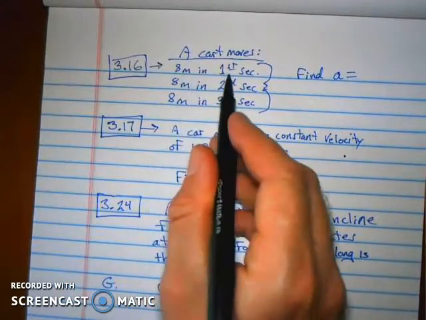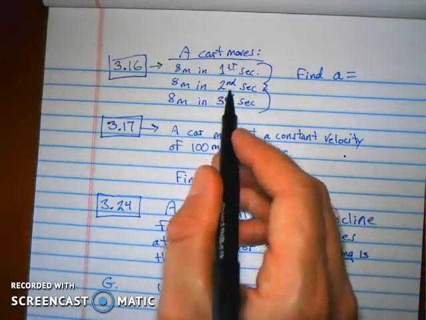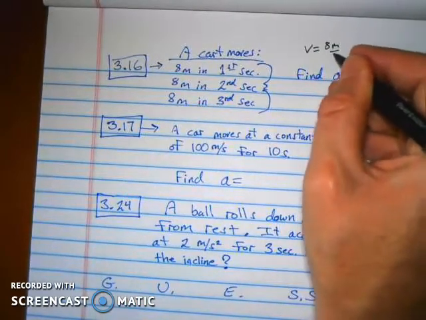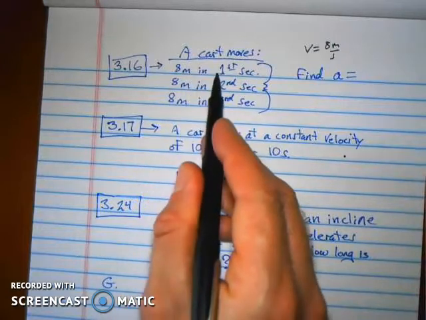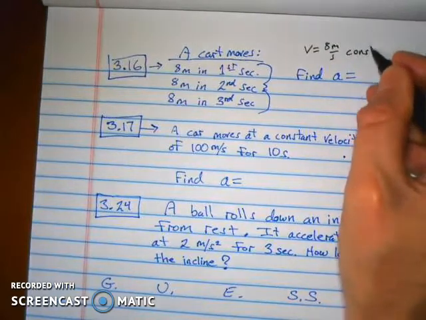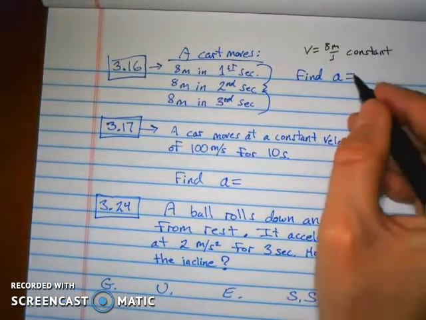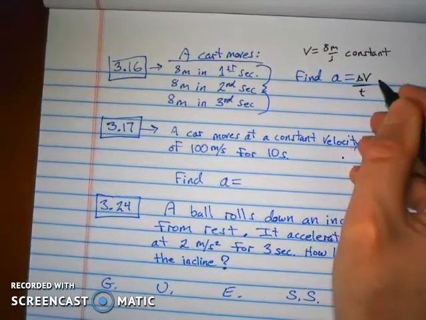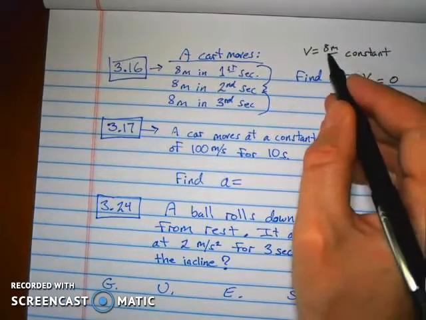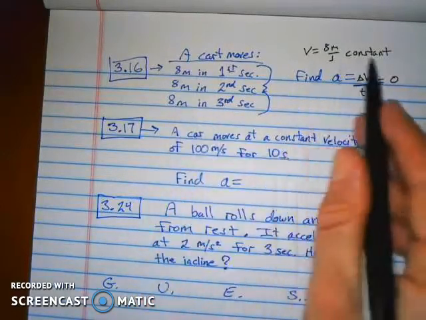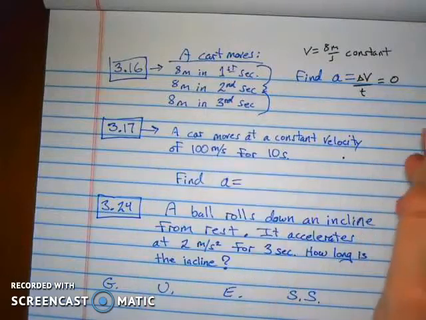Well, if it moves 8 meters in 1 second, then another 8 meters in the second second, it looks like the velocity is constant. The velocity is 8 meters per second every second. 8 meters per second, 8 meters per second, 8 meters per second. So the velocity is not changing, it's constant. Therefore, by definition, the acceleration, which is defined as the change in velocity per unit time, would be 0, because there is no change in velocity. This problem doesn't require any math except to just understand the problem.